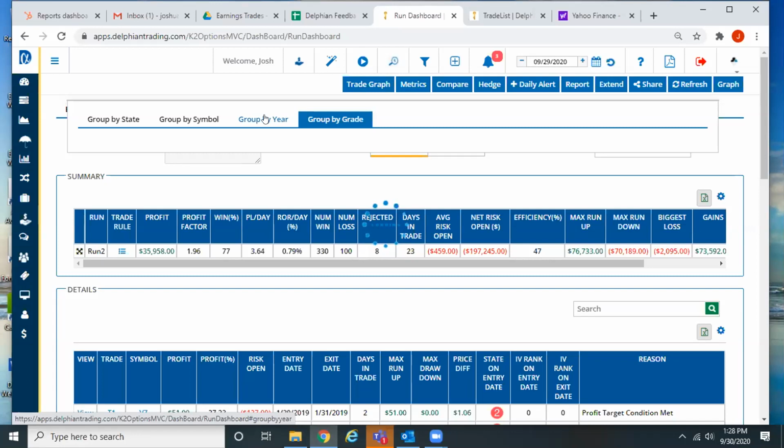Apparently the grade's slow right now. Josh, I don't know if I've seen all those things up on top. Hedge, compare, metrics. Oh yeah, you're not gonna have all those. Okay. Yeah.